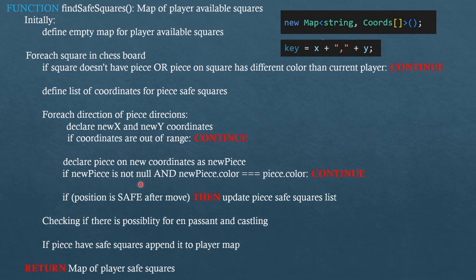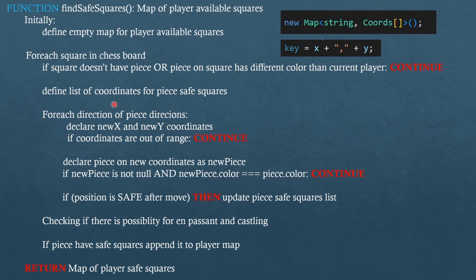If that piece is not an empty square and has the same color as the initial piece, we need to continue, because we can't put a piece on a square that already contains our piece. Now we need to check if that position is safe after that move. We are going to see later what is meant by safety of the position. Then, if the position is safe, we update the piece's safe squares list.